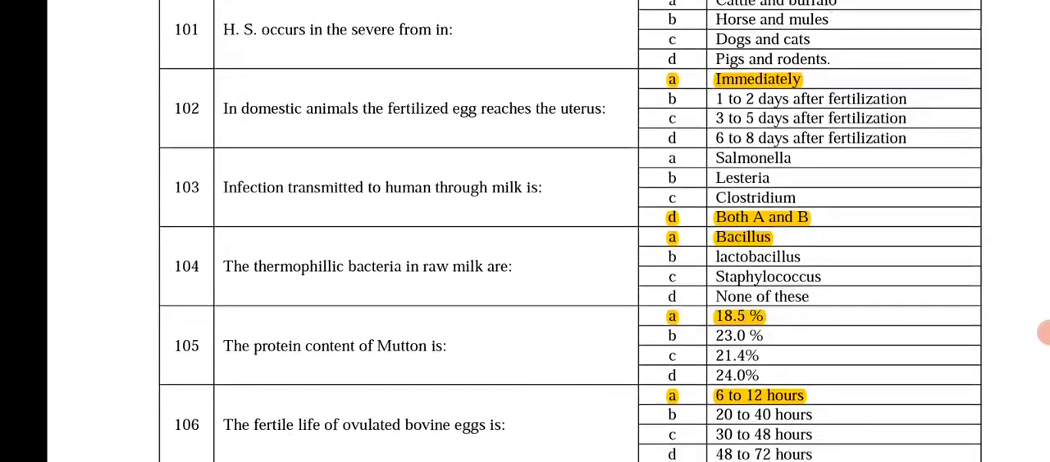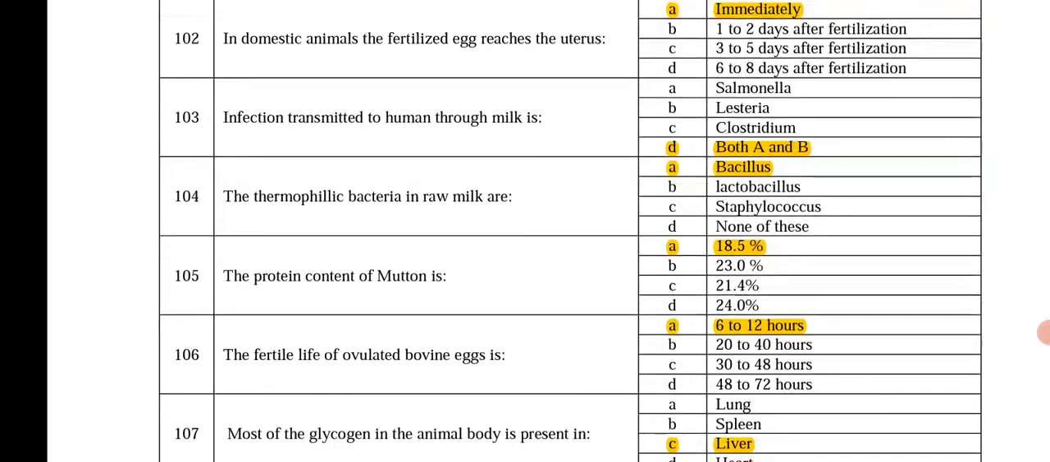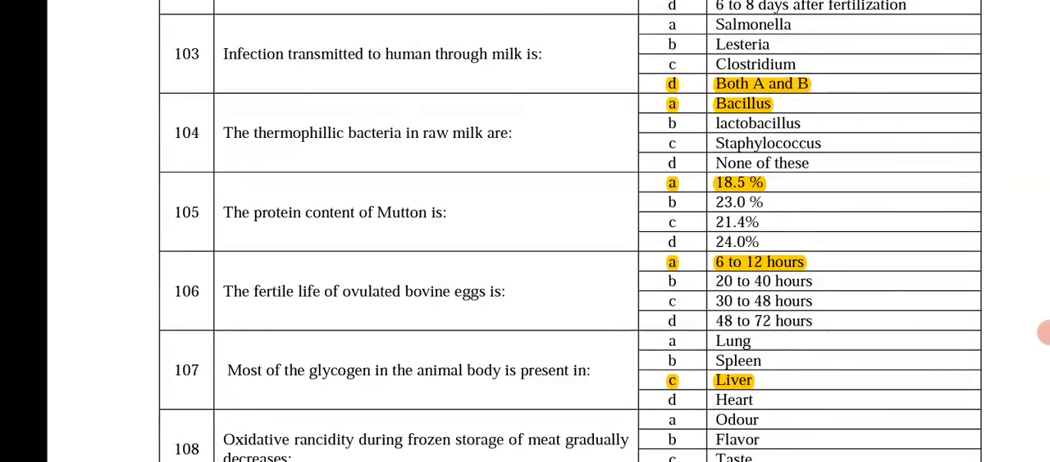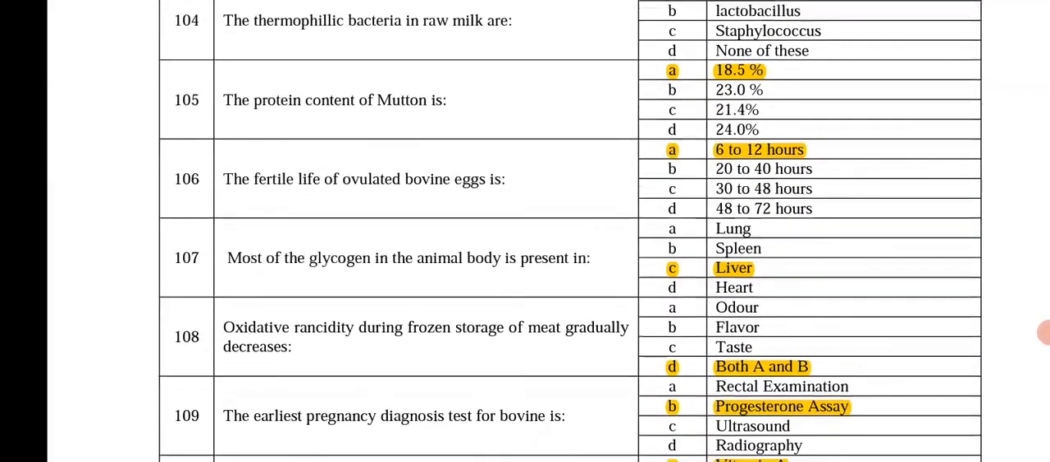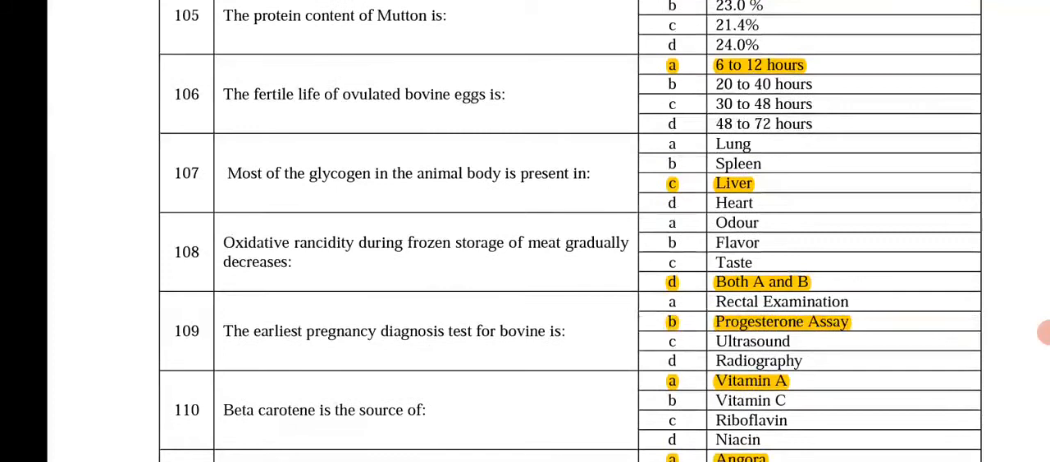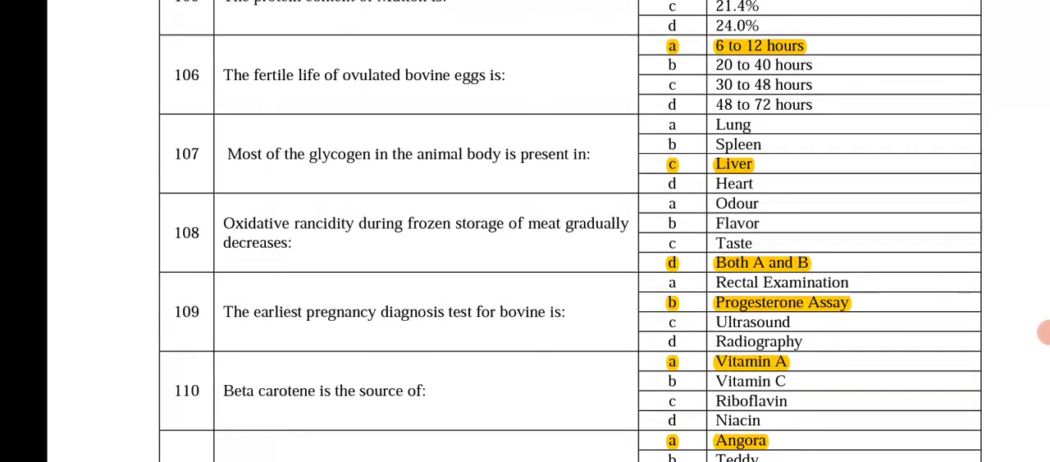The thermophilic bacteria in raw milk are Bacillus. The protein content of mutton is 18.5%. The fertile life of ovulated bovine eggs is 6 to 12 hours. Most of the glycogen in animal body is present in liver. Oxidative rancidity during frozen storage of meat gradually decreases in odor and flavor.